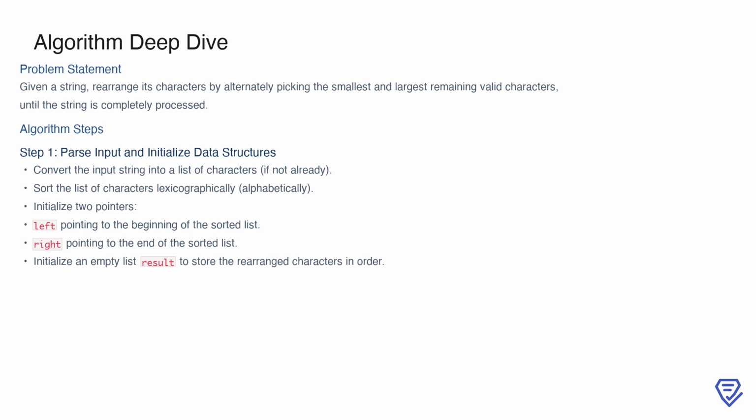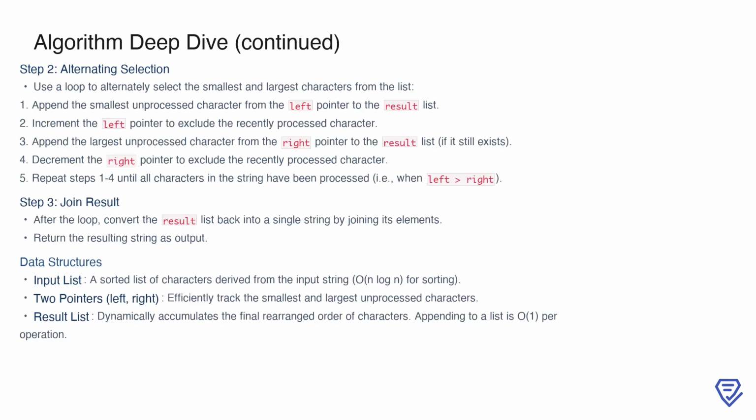Finally, we create an empty list called result, which will store the rearranged characters in the correct order as we process the input string. Once the setup is complete, the main logic revolves around alternately selecting the smallest and largest characters. This is achieved using a loop.